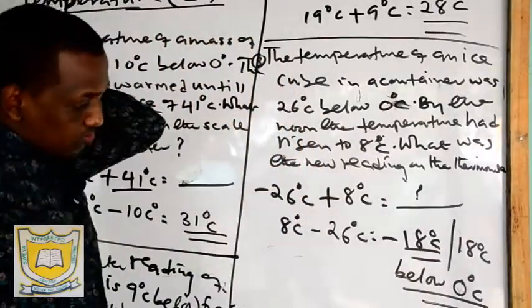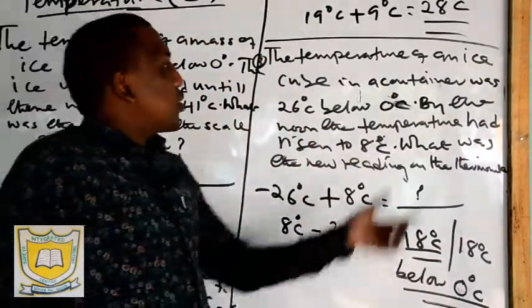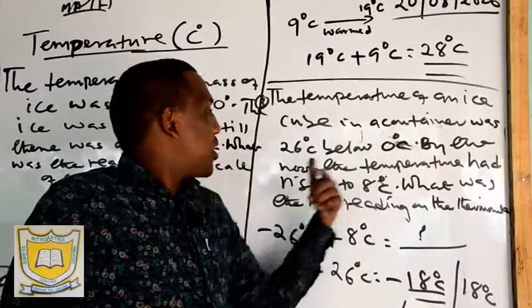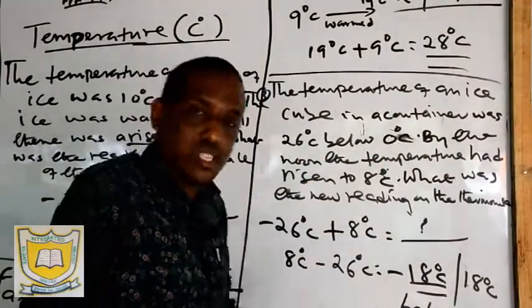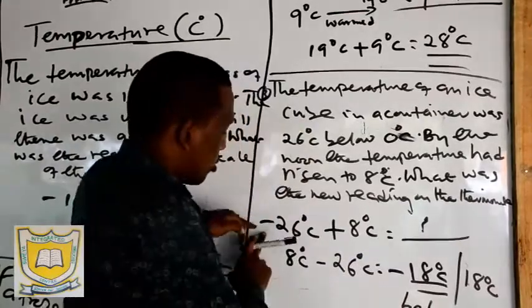That's how we do it. I'm repeating. You are told the temperature of an ice cube in a container was negative 26 degrees Celsius, was 26 degrees Celsius below the zero. Below the zero means it was negative.